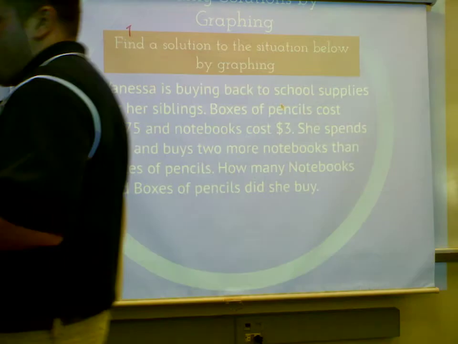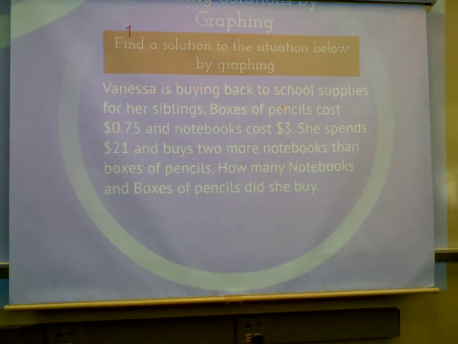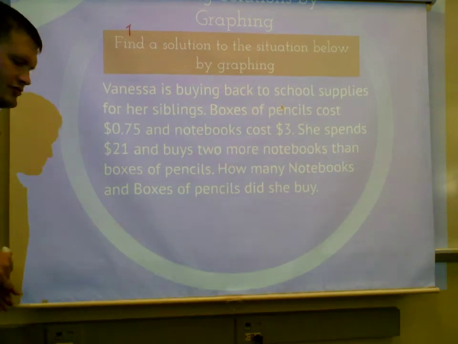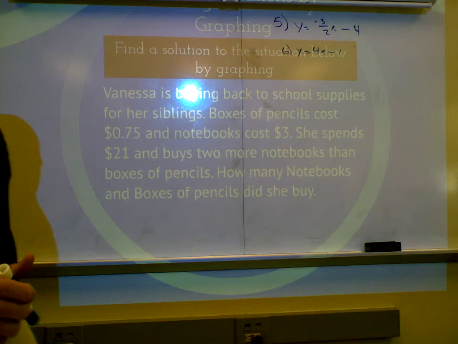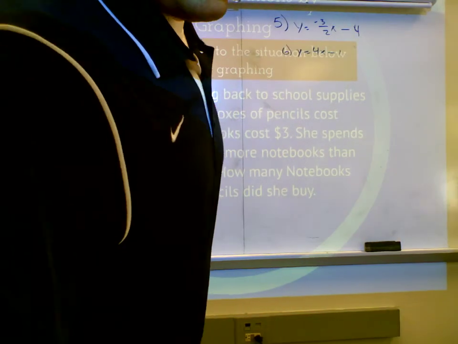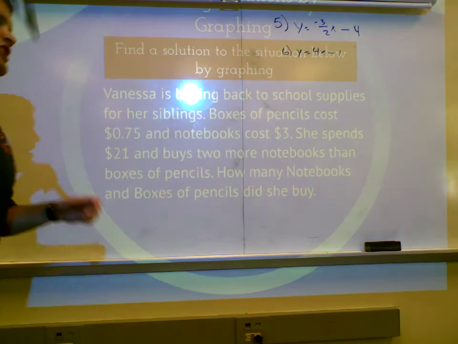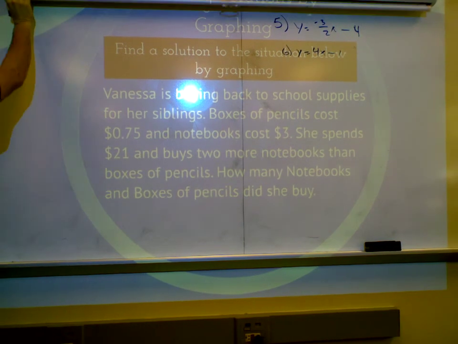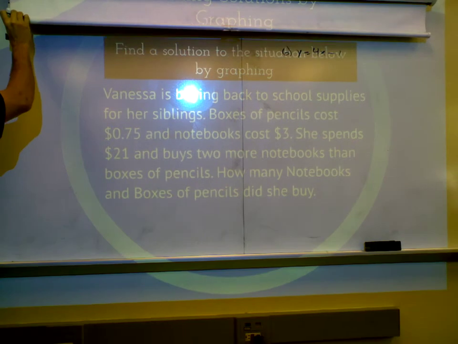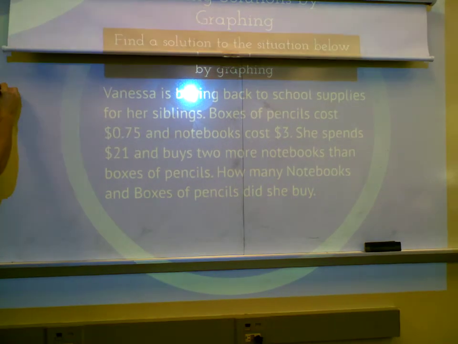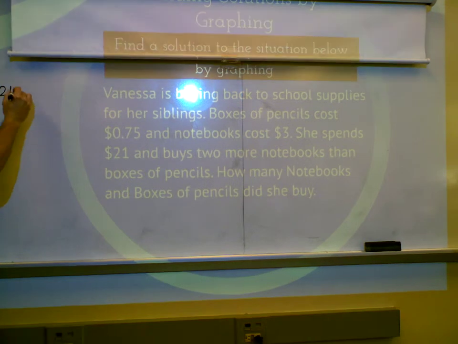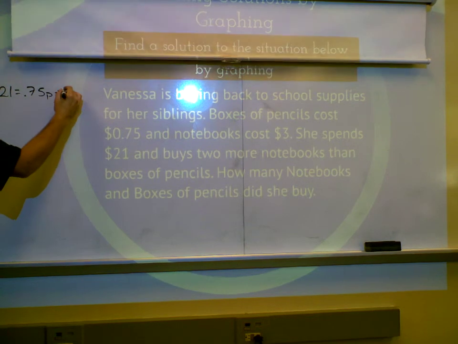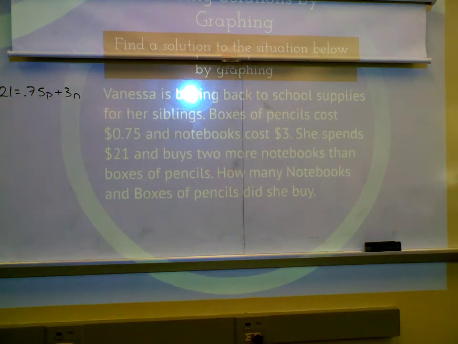Alright, does anybody have one equation that governs this situation? 27.5p plus 3n. Okay, well, I can hear you said. Guys, listen up, please. Rebecca, what'd you have? 21 equals 0.75p plus 3n. So, 21 equals what? 0.75p, as in pencils, plus 3n. Okay, so that's one equation, right?